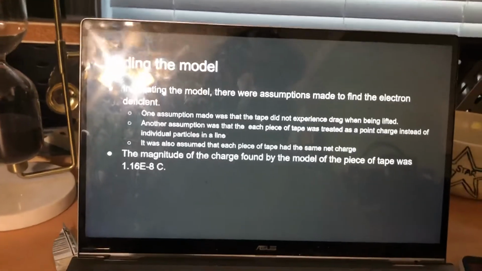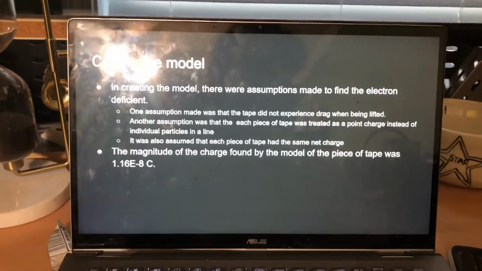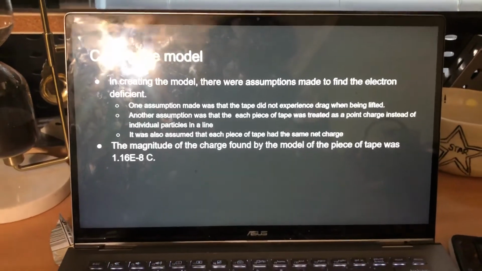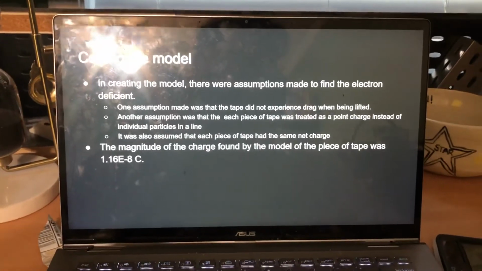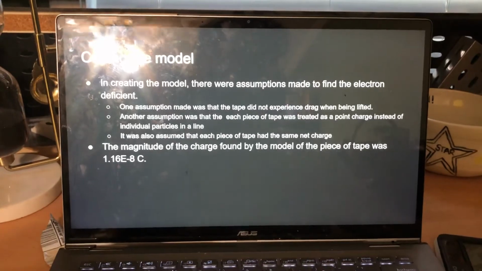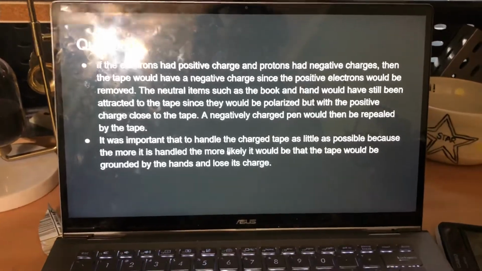And then it was also assumed that the two pieces of tape had the same net electric charge, and if they didn't, it would be different. The magnitude of the charge found by the model of the pieces of tape was 1.16 times 10 to the negative 8 coulombs.